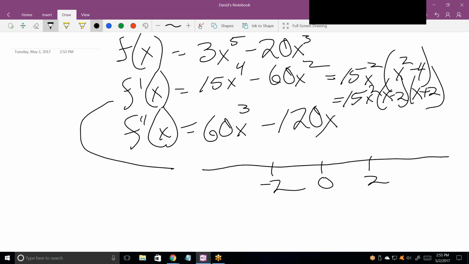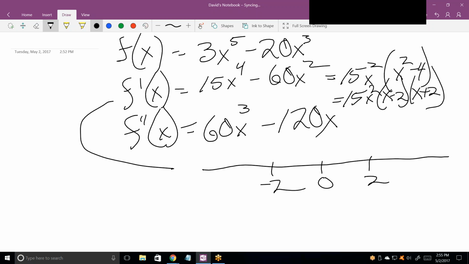I've labeled the 3 critical points. And I didn't put 0 on there just because it's 0. I put it on there because it's a critical point. I'm only putting my 3 critical points on here.